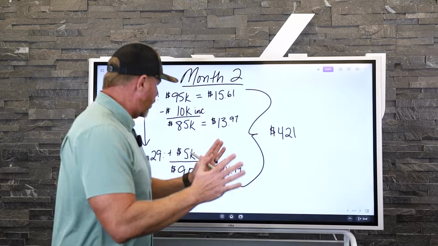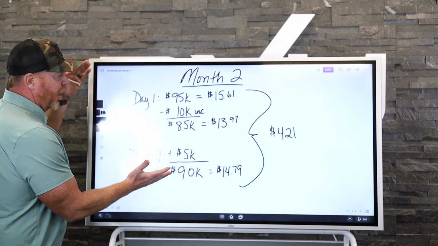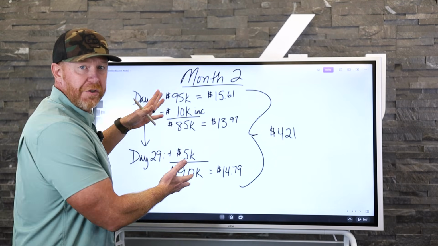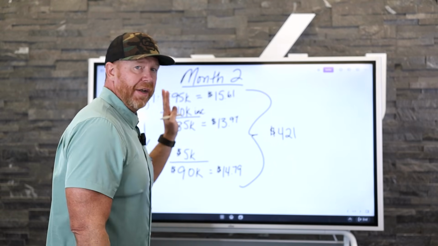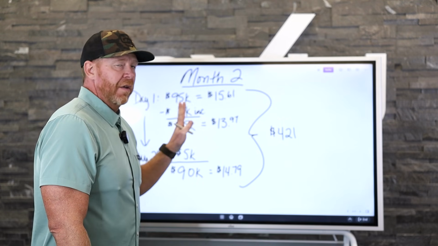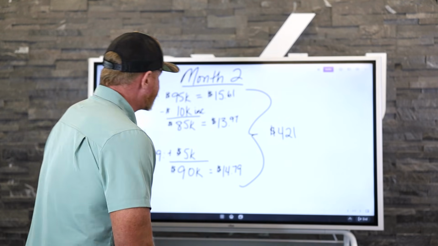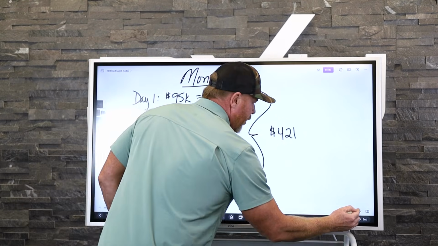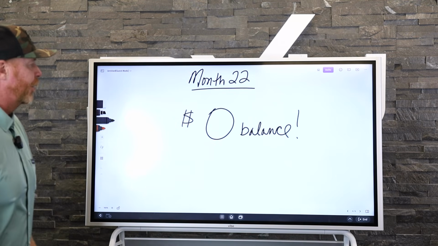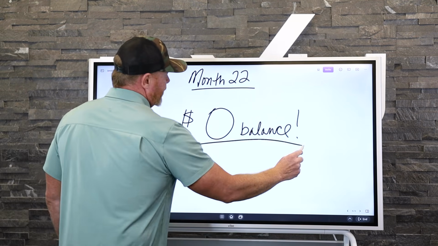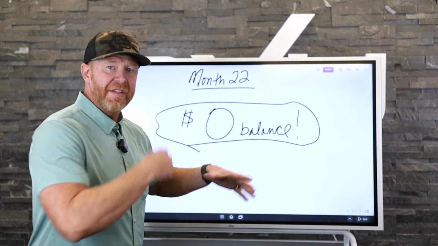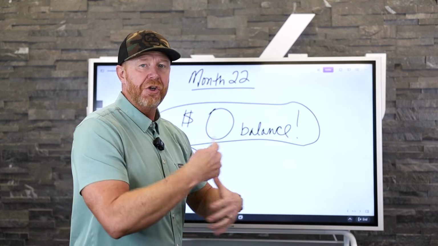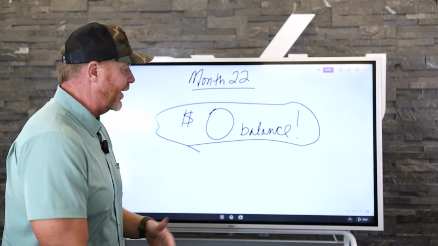So it doesn't look like a whole lot of traction, but guess what you just did? You knocked off $10,000 of principal in 2 months. Right. How long does it take in a standard mortgage to do that? Oh my gosh, 5 years, right? So let's fast forward. What actually happens in month 22? You guessed it, in 22 months, zero balance. So it looks small at first, but this starts to compound in your favor as opposed to compounding against you.